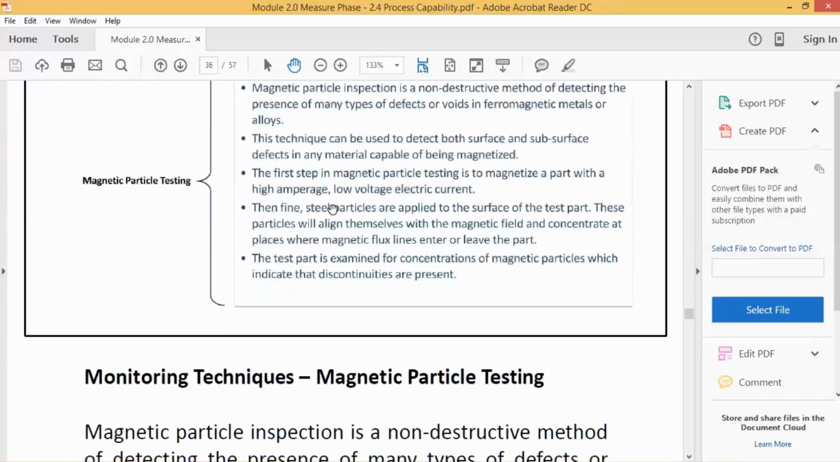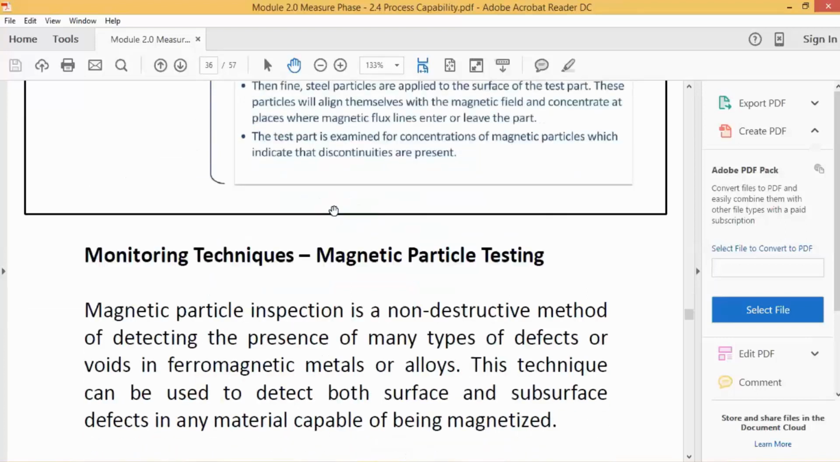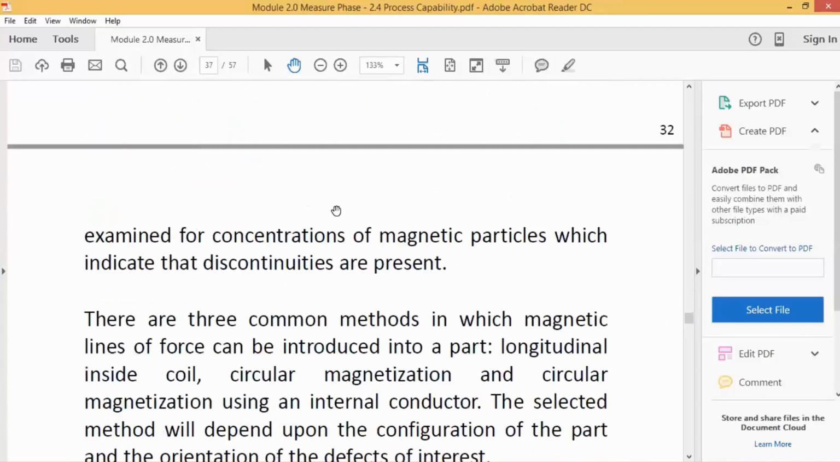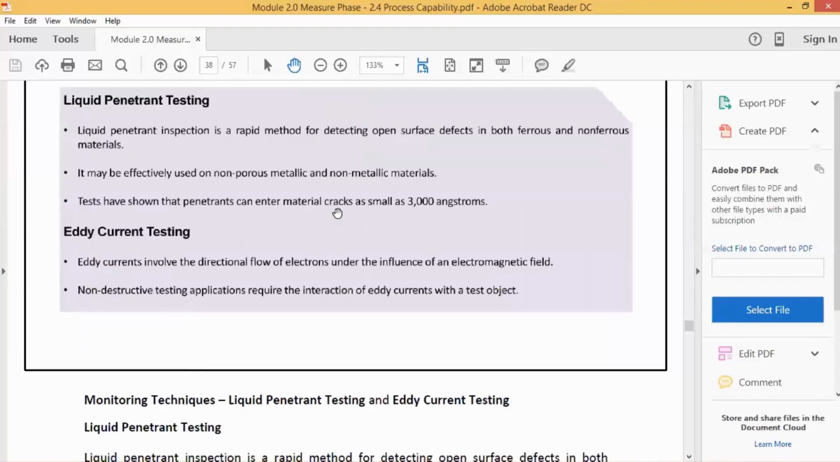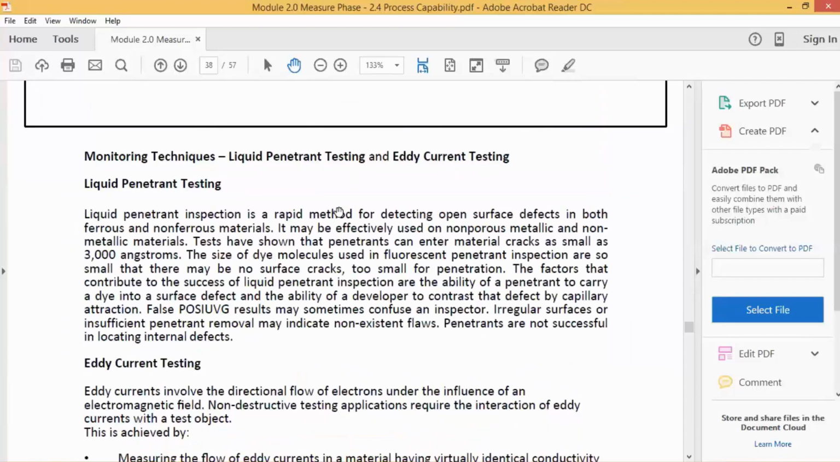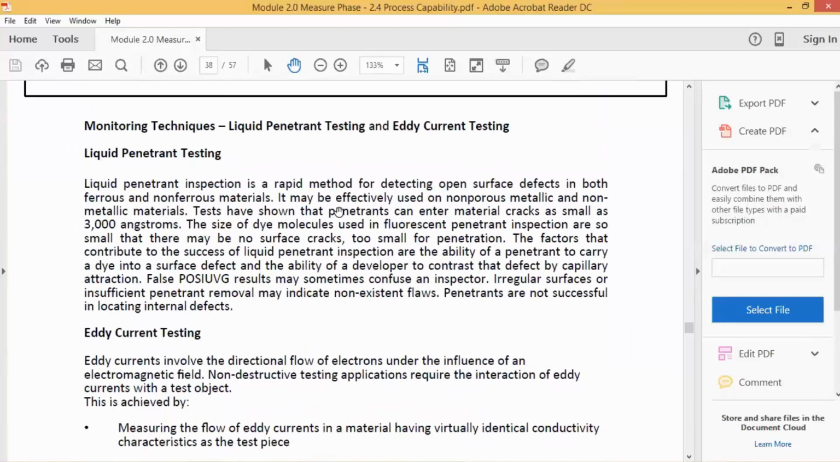Magnetic particle testing is used by the manufacturing industry, especially the steel industry. Nobody is from the steel industry, so I need not tell you about that, and it's not valid from the examination point of view also. These are slides which are not valid, that's why I'm skipping those slides. Whatever is valid from the examination point of view and whatever adds experience to your profile, I'm taking it. The rest I'm skipping because it will unnecessarily confuse you and consume your time, my time.